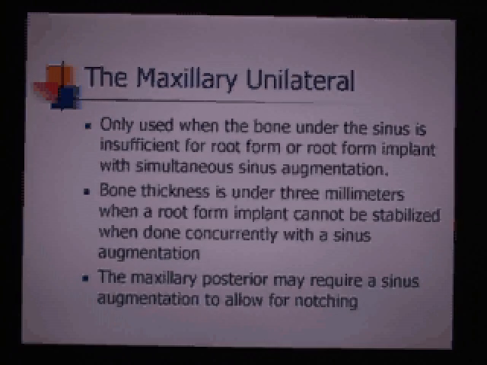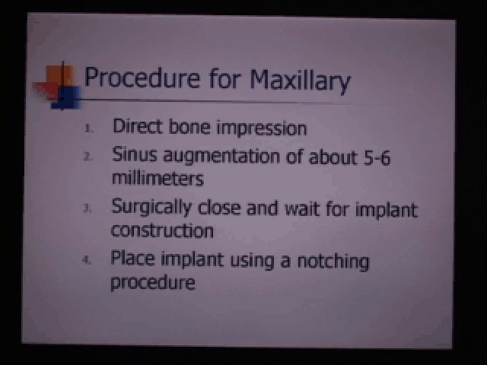When the bone is very thin, 1 millimeter or so, the maxillary posterior may require a sinus augmentation to allow for notching. The procedure for the maxillary unilateral includes a direct bone impression, and then when the sinus bone is very, very thin, a sinus augmentation procedure is completed and 4 or 5 millimeters of bone is added under the sinus. Then surgically close and wait for the implant to be constructed. When the implant is placed, in either case, whether it was a sinus augmentation or whether there was enough bone under the sinus, a notching procedure is used to place the implant.